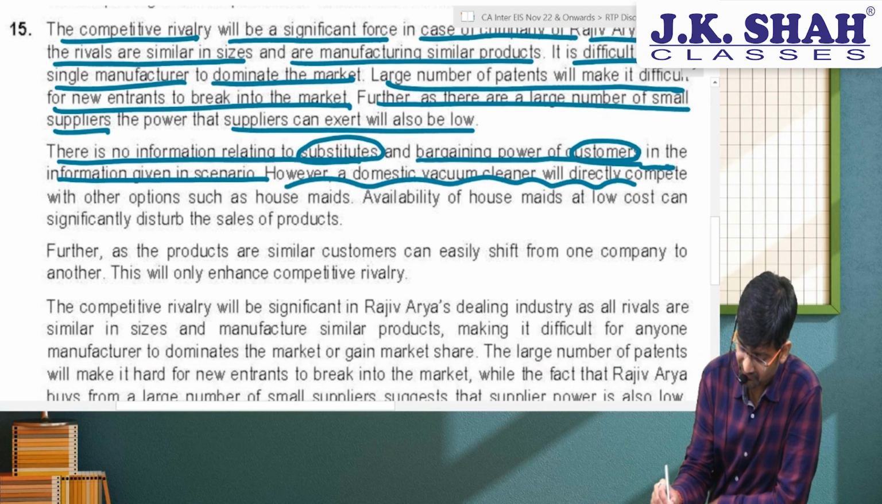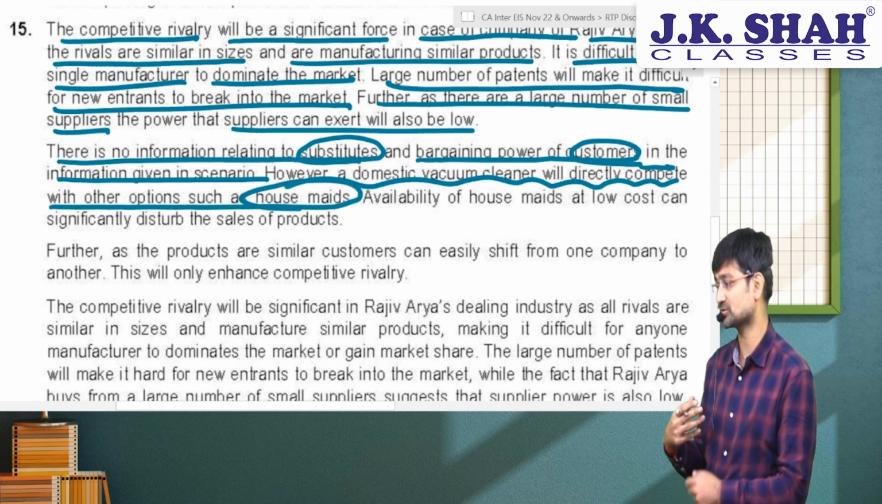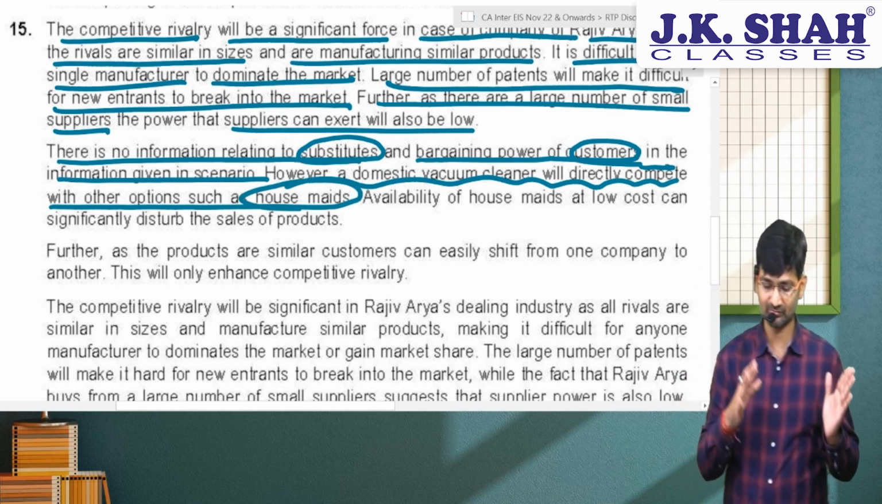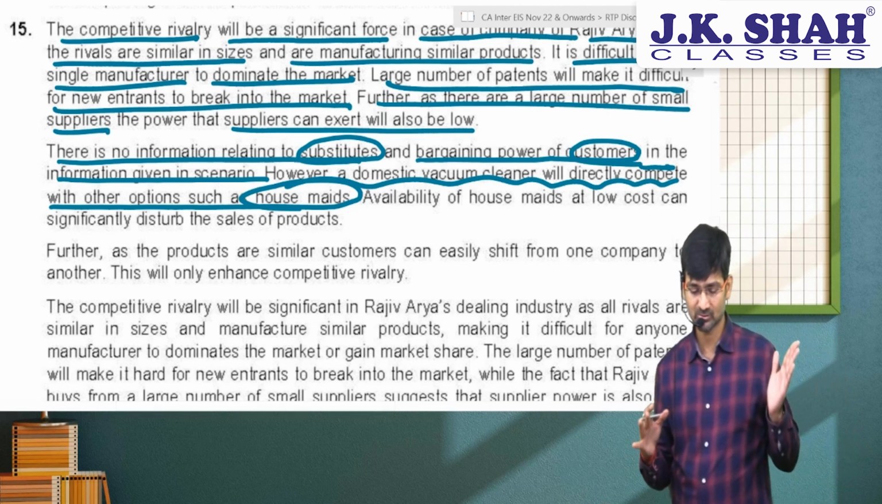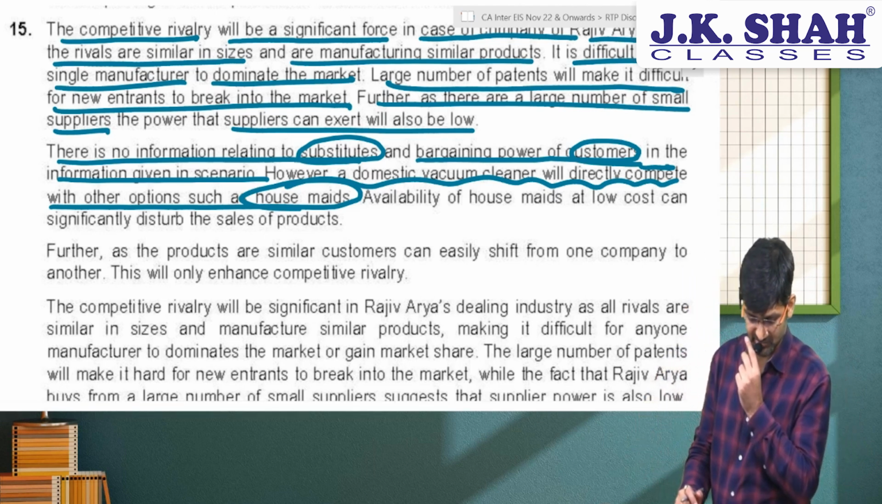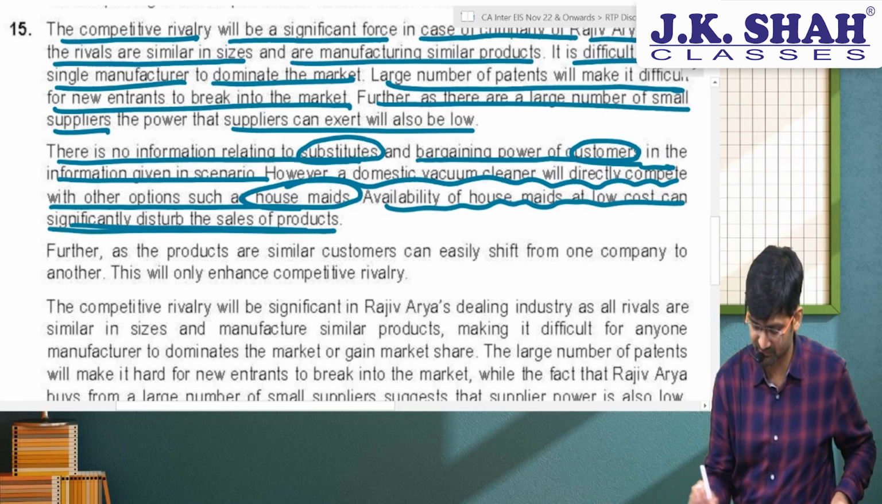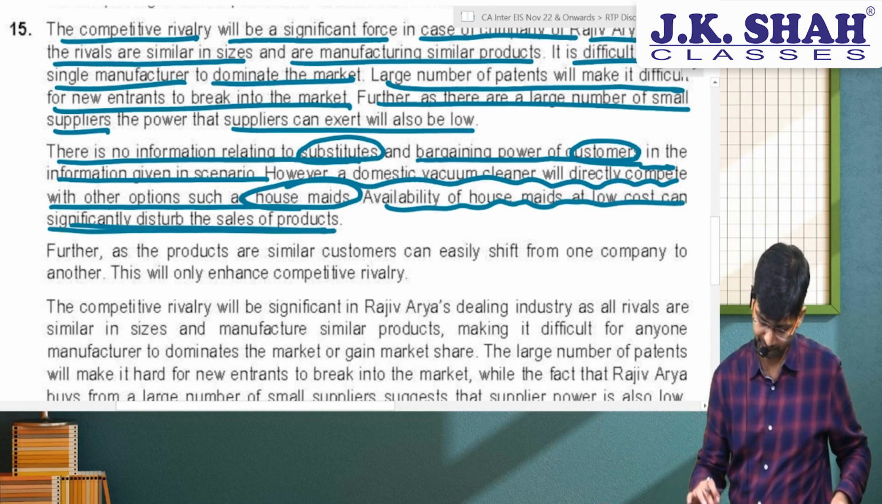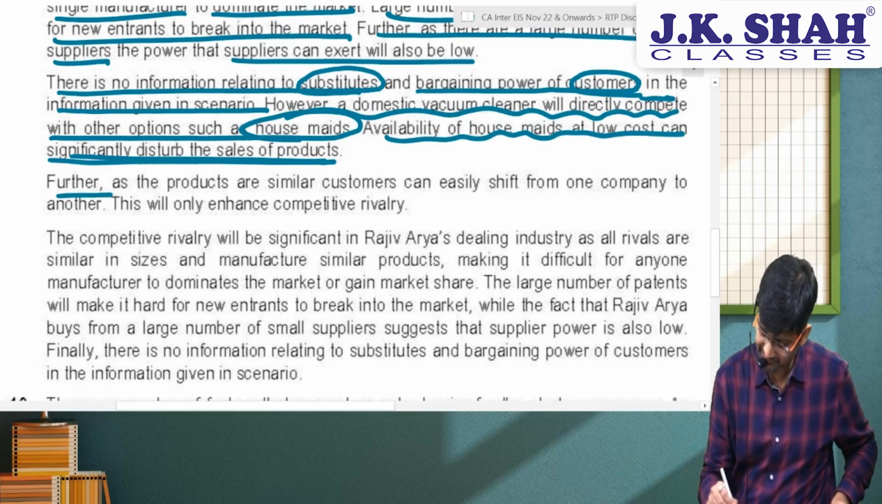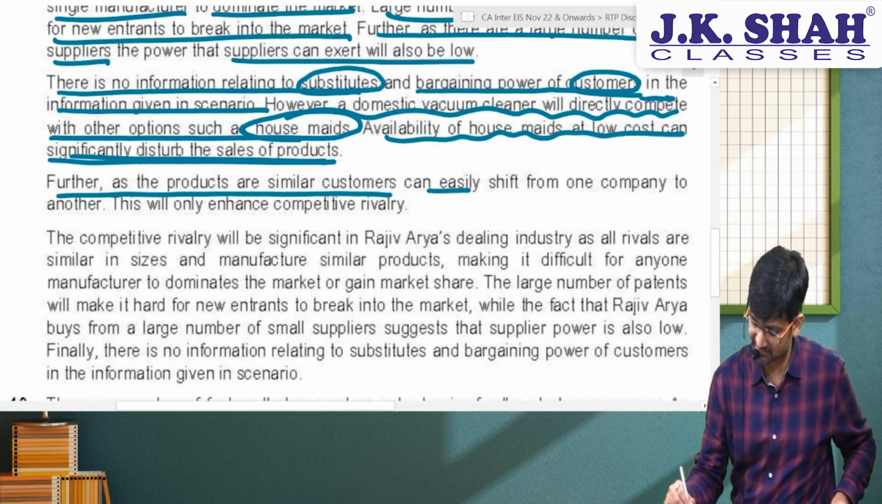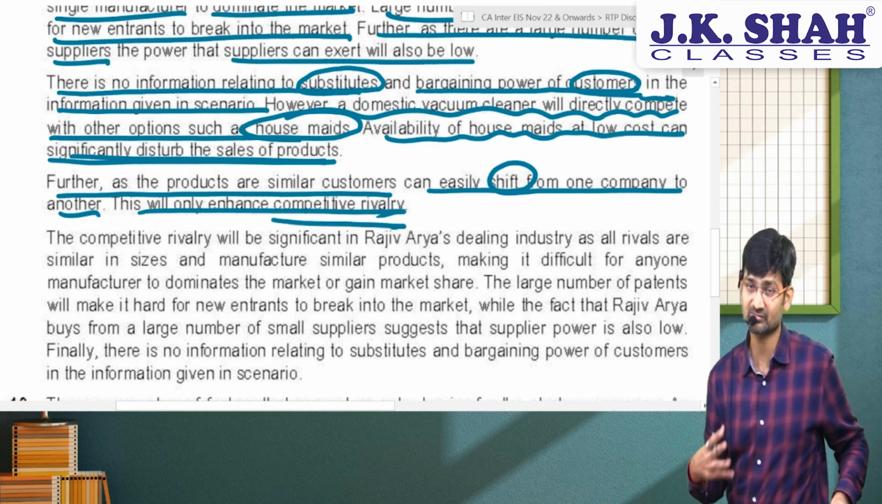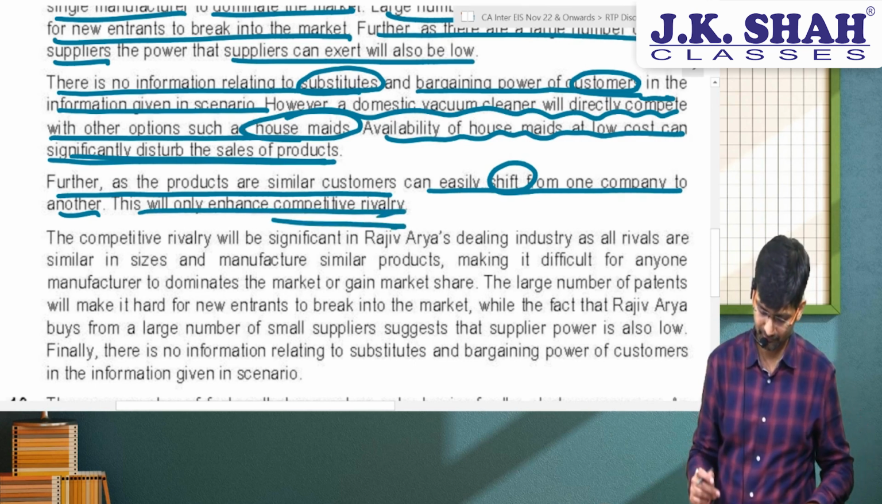However, a domestic vacuum cleaner will compete with a housemaid. So this is where you apply your general knowledge. It's a vacuum cleaner company, so it will be competing with housemaids. Availability of housemaids can significantly disturb the sales of products. Further, as the products are similar, customers can easily shift from one company to another. This will only enhance competitive rivalry. This will increase the rivalry amongst them.